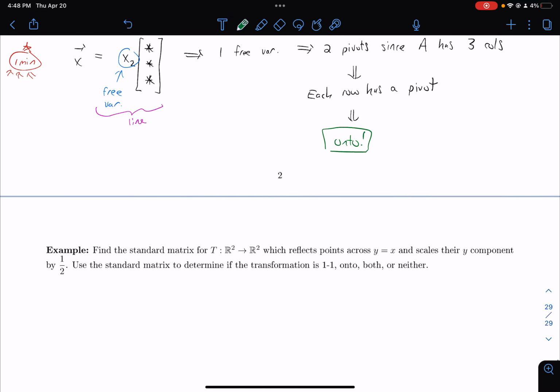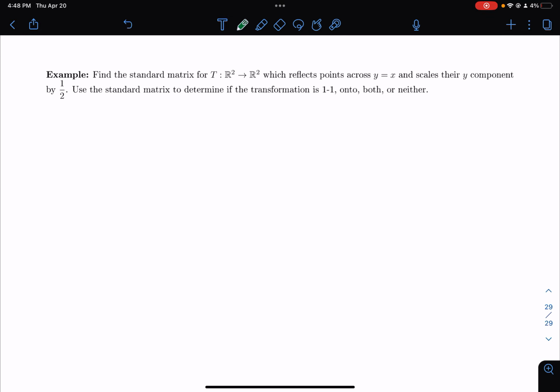Okay, so I want to wrap this video with one final example where we find the standard matrix for a transformation. That was one of the other big ideas in our section on linear transformations. So this transformation has a domain R2, plugging in vectors with 2 entries. The codomain is R2, so I'm outputting vectors with 2 entries. And it reflects points across y equals x, and then it scales their y component. That means multiplies their y component by 1/2.